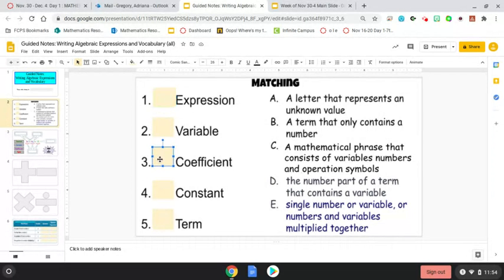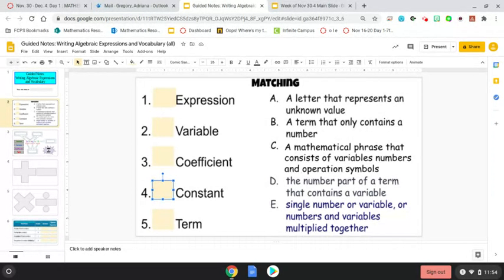Number 3, we've got the word coefficient. A coefficient is a number that is with a letter. So it's the number part of a variable. So that's letter D. Number 3 is letter D. Number 4, a constant is just a plain number, a plain old number. So letter B, a term that only contains a number. And number 5, a term, leaves us with letter E. A term is just a part of an expression.